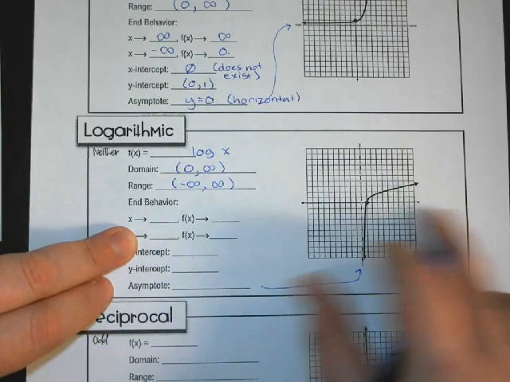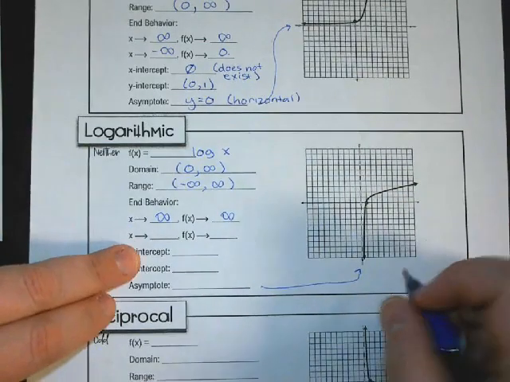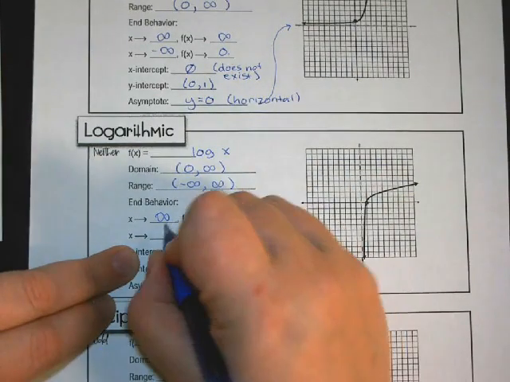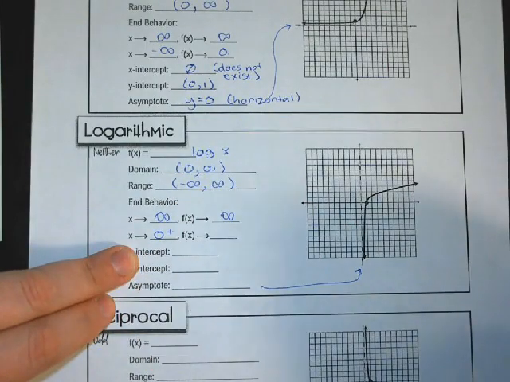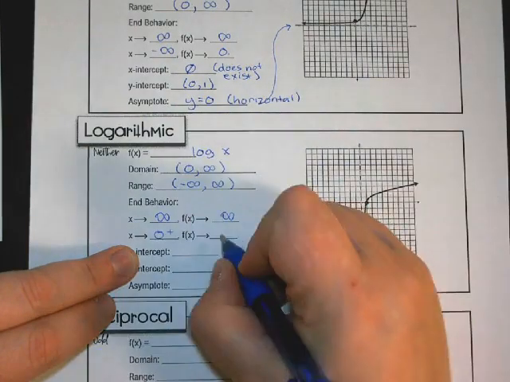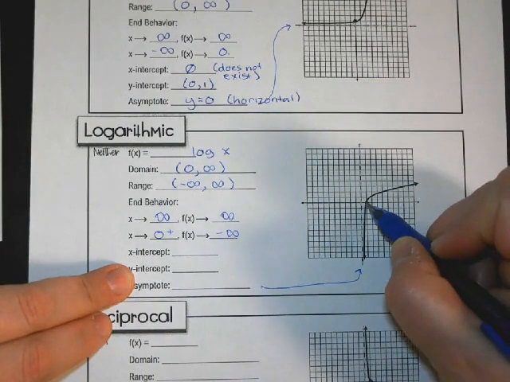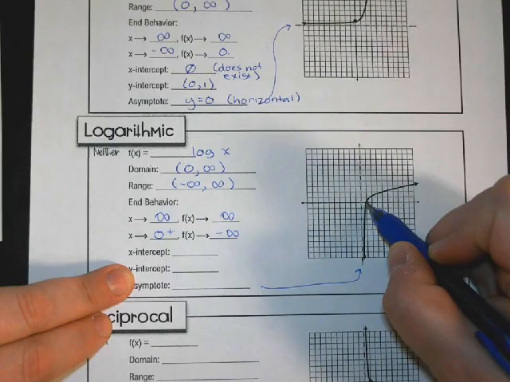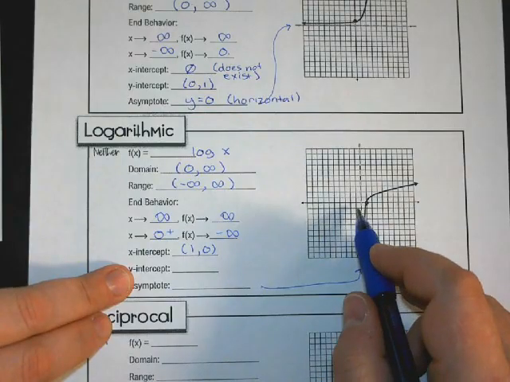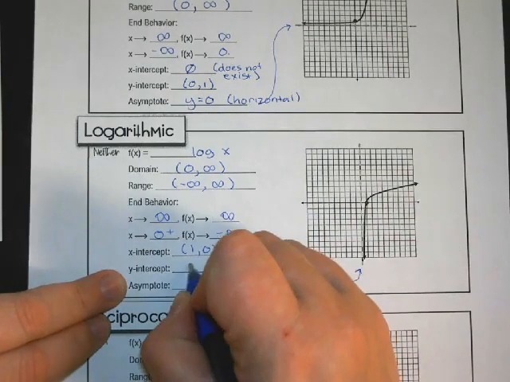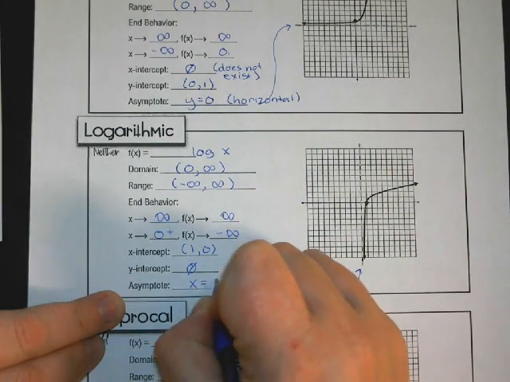Which means that my end behavior, as x approaches positive infinity, y is also going to approach positive infinity. And then I'm going to use a little bit of a weird symbol. I'm going to say as x approaches 0 from the right side, that's what that plus means, my y is going to approach negative infinity. Now I cross the x-axis at the point 1, 0, but I never actually hit or touch the y-axis. So I'm going to say that this does not exist. And I have an asymptote at x equals 0.